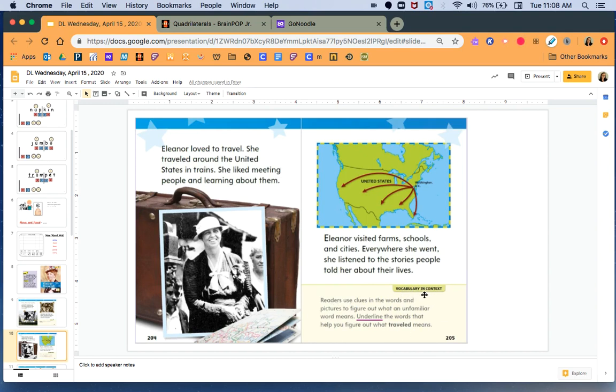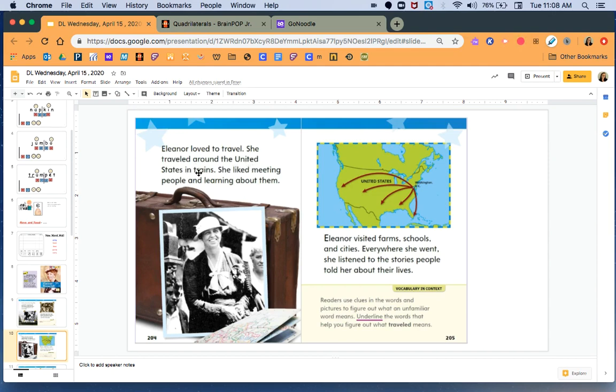So I'm going to go down here. It tells me my vocabulary is going to help me. Readers use clues in the words and pictures to figure out unfamiliar words. Underline the words that help you figure out what traveled meant. So we have to go back to the text. So this is the word traveled right here. So it says, Eleanor loved to travel. She traveled around the United States in trains.